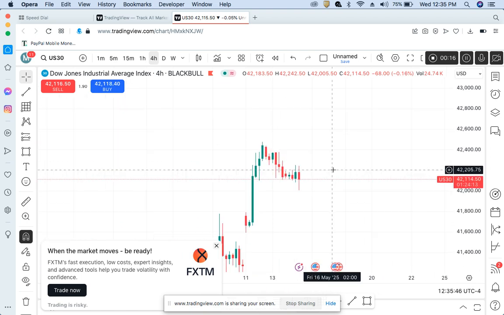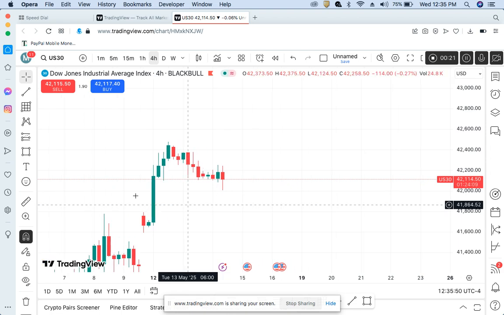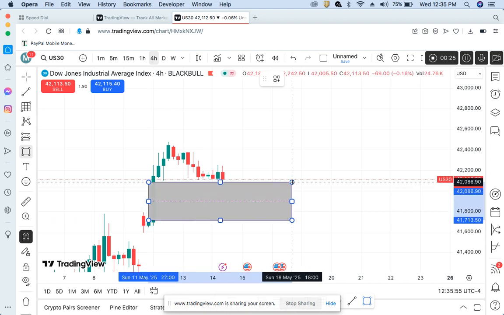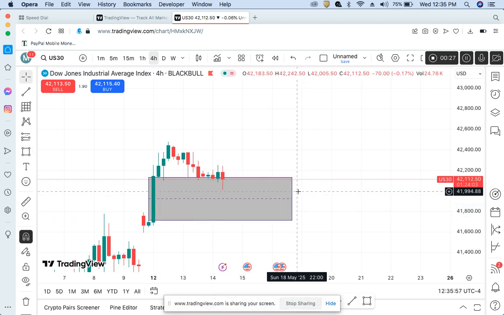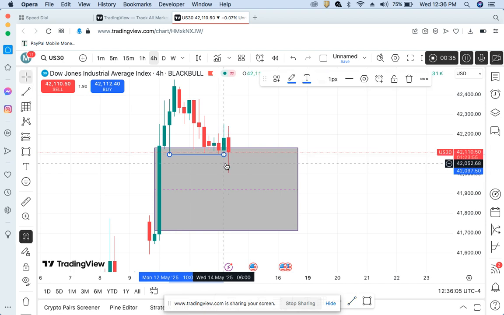We have a fair value gap. You can see it on the 4 hours time frame. This is it, the 4 hours fair value gap. Like that, see? And then identify the liquidity inside it. There's a low inside the fair value gap. Mark the liquidity like that.